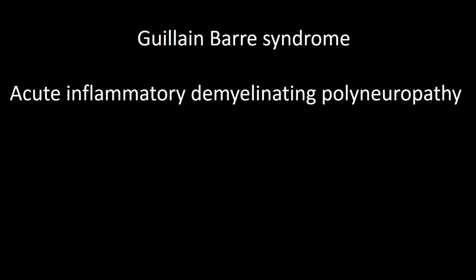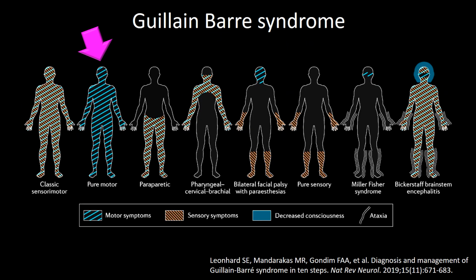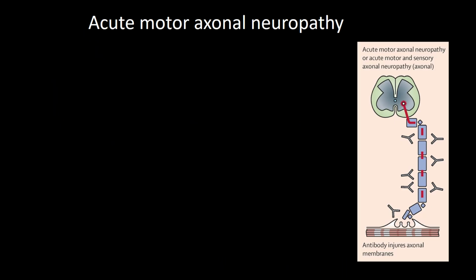The second variety of Guillain-Barré syndrome I will mention is acute motor axonal neuropathy. These patients present with muscle weakness and no sensory findings. In acute motor axonal neuropathy, the antibodies are directed against the axon, here indicated in red.